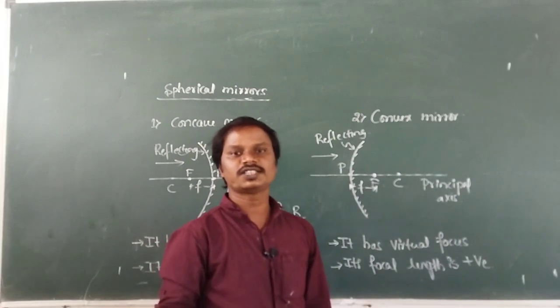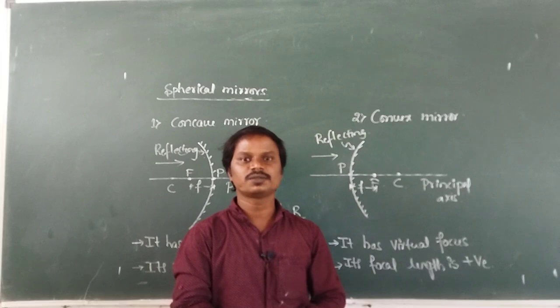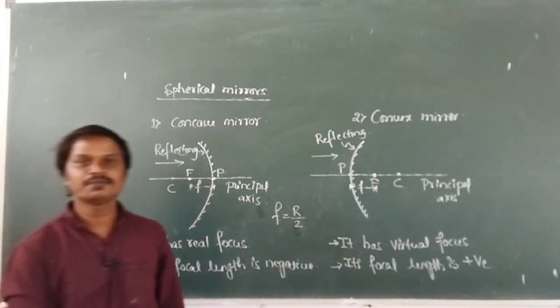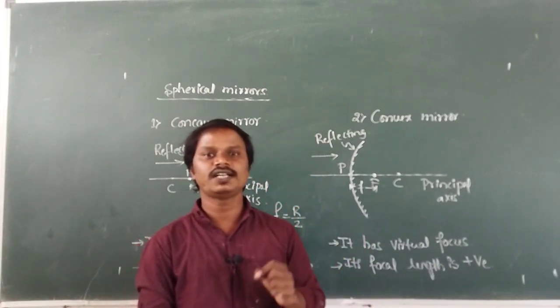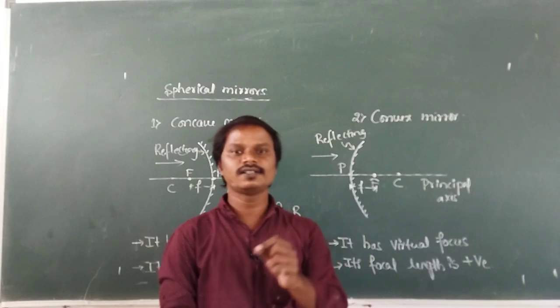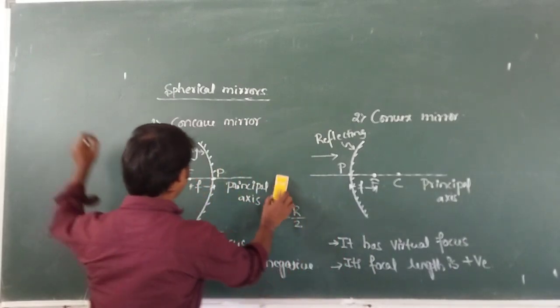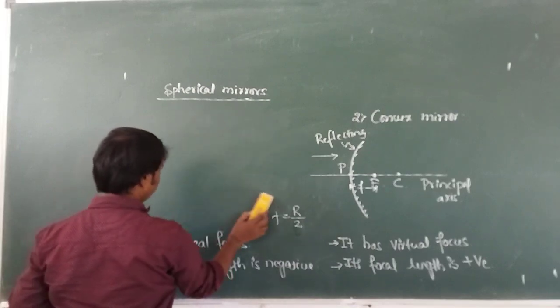So let us move to the next point, the magnification produced by concave mirror and the magnification produced by convex mirror. So what is magnification? Magnification is the ratio of height of the image to the height of the object, or else it is the ratio of image distance to the object distance.